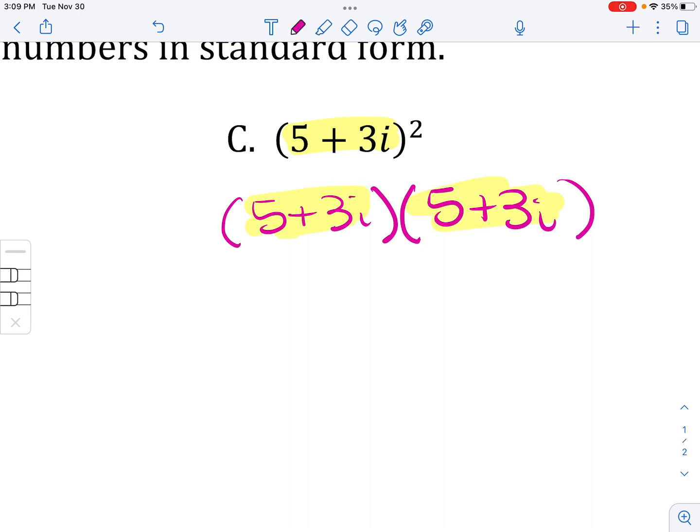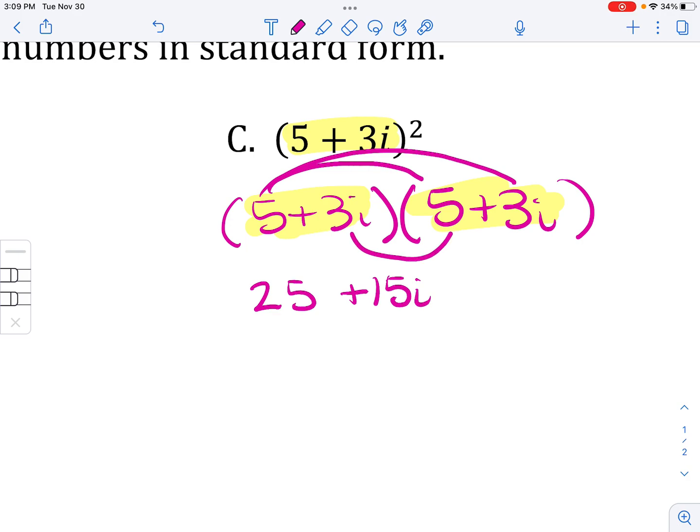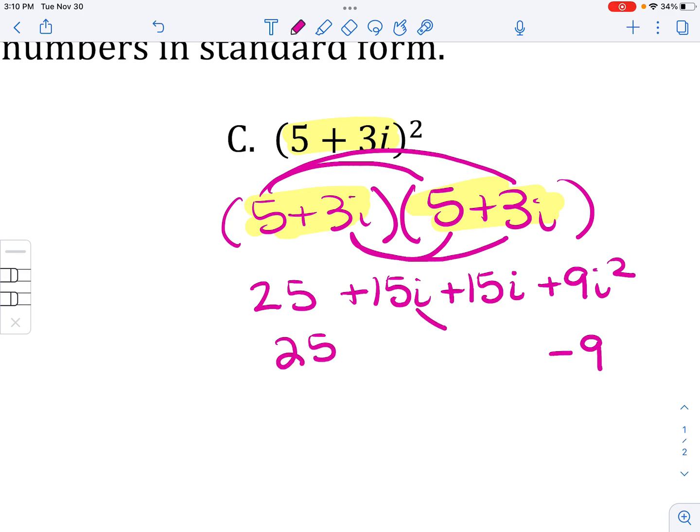And then we'll multiply. 5 times 5 is 25. 5 times 3 is a positive 15 with an i. 3i times 5, 3 times 5 is 15. The i was with the 3, so the i has to come down along for the ride. And 3i times 3i is 9i squared. i squared is -1, which means it'll turn this 9 into a -9. I'll bring this down. 15i and 15i makes 30i.